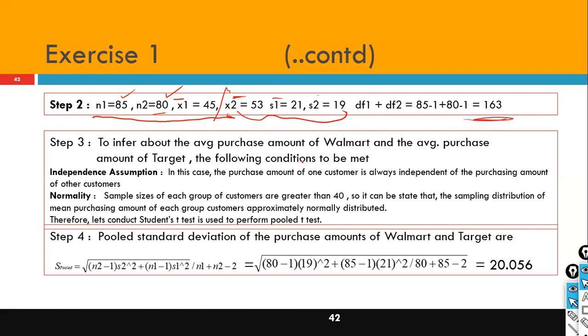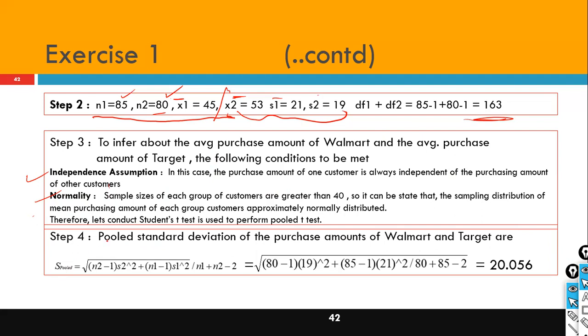To infer about the average amount spent at Walmart and Target, the following are the assumptions: independence and normality. In this case, the purchase amounts of customers should be independent. The two groups are independent, Walmart is different from Target. Yes, we have sampled from two different retailers. Normality: each group has more than 40 customers, so the sampling distribution of the mean purchase of each group is approximately normal. As per the central limit theorem, if the sample size is 40 or above, it becomes approximately normal. Yes, it meets these two assumptions, so we are good to go with conducting the two independent sample t-test.